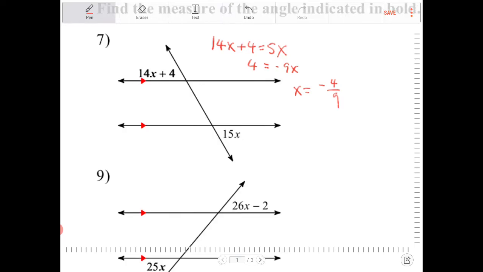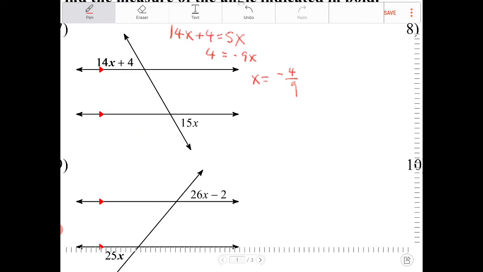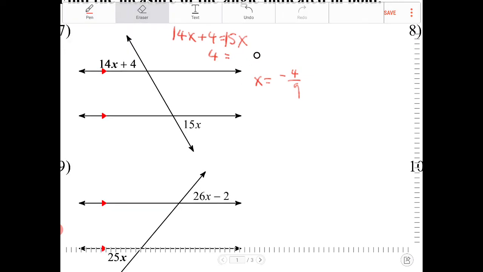If x is equal to negative 4/9, so what would that mean? Oh, I'm sorry, I miswrote. This is 15x. That's why I'm looking at this funny. Why is x negative in this case? I made a mistake here. If I subtract both sides by 14x, I end up with x is equal to 4. And if x is equal to 4, that means this is going to equal 60. And if that's 60, that means this is also 60.